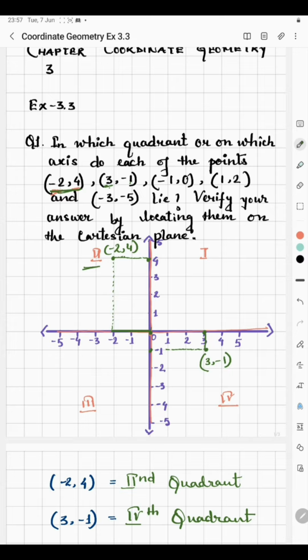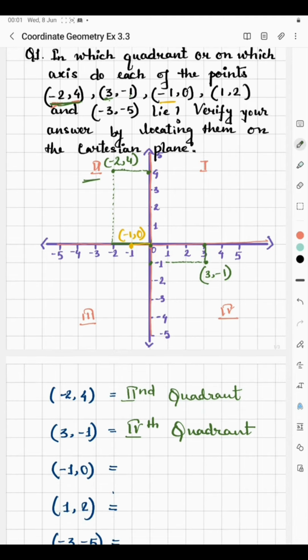Now we have (-1, 0). -1 is the value of x. So at first we will move to the x-axis, and since it is -1, we'll move to the left of the origin, up to this -1. Then 0 means we will neither go upwards nor downwards. We will stand over here. So this is (-1, 0). So this lies in which quadrant? This lies on the axis. So we'll write on the x-axis.